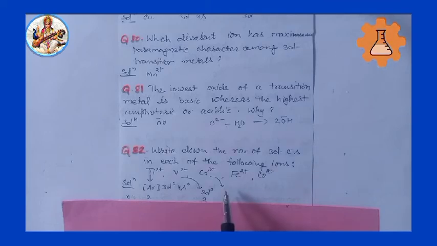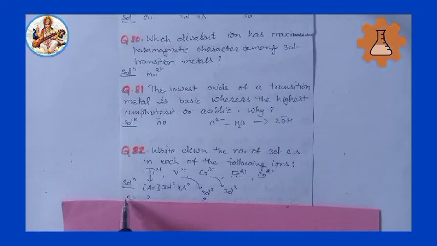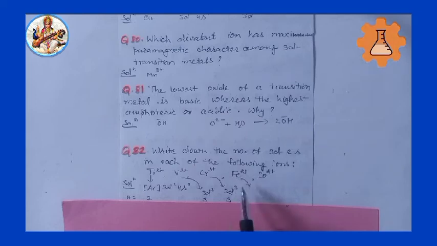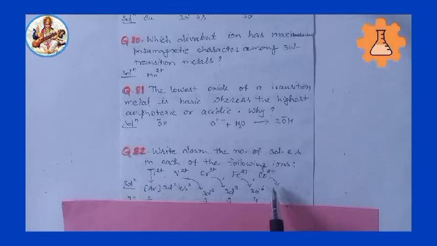Similarly, the electronic configuration of the chromium 3+ ion is 3d3 4s0. So, the number of unpaired electrons is 3. The electronic configuration of the ferrous ion is 3d6 4s0. Therefore, the number of unpaired electrons is 4. And the electronic configuration of the cobalt 2+ ion is argon 3d7 4s0. And we know that in the d7 configuration, the number of unpaired electrons is 3.